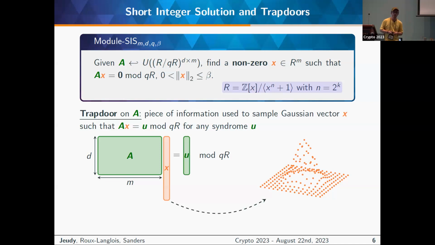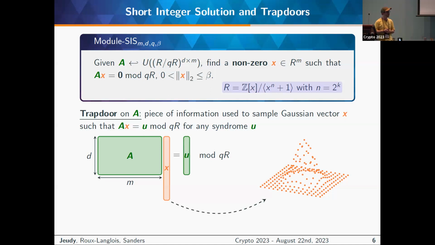It's the modulo SIS assumption, which says that for a uniformly random matrix A, it is hard to find a short non-zero vector X that verifies AX equals 0 mod Q. So this is a rather standard assumption in lattice crypto, and this is the only one that we need for the security of our scheme. And I'm also going to need for the next couple of slides the notion of trapdoor on a matrix A. And so a trapdoor is some piece of information, I'm not saying what exactly because it changes depending on the context, a piece of information that I can use to sample Gaussian vectors X that verify AX equals U mod Q for any syndrome U that I decide.